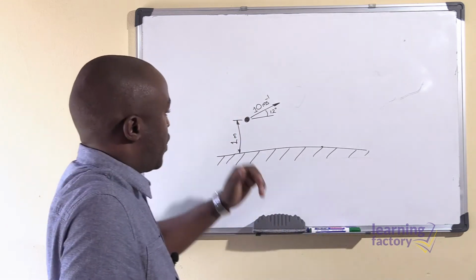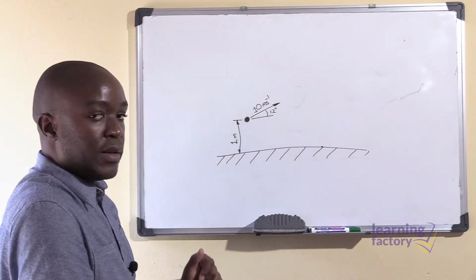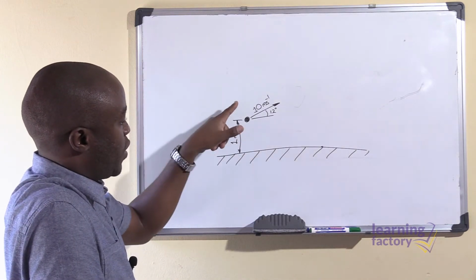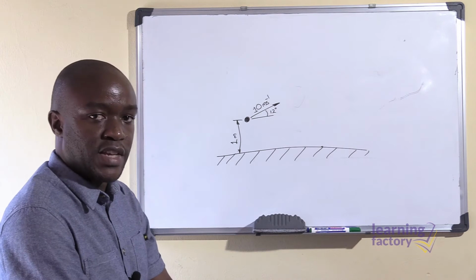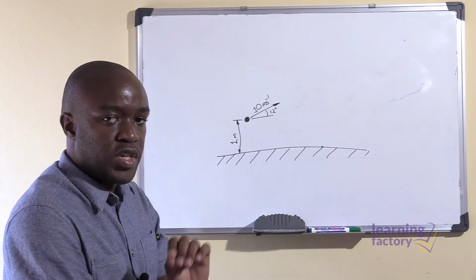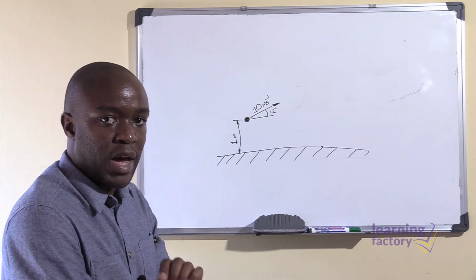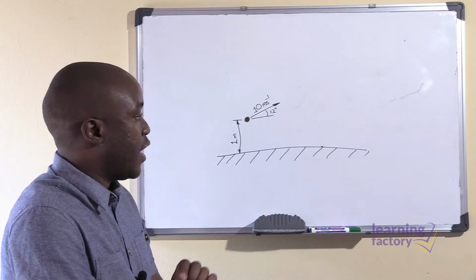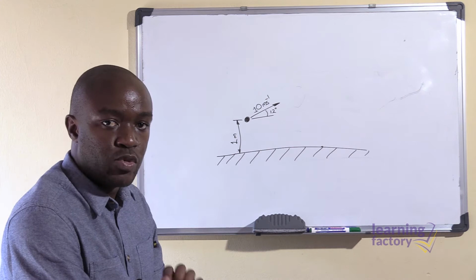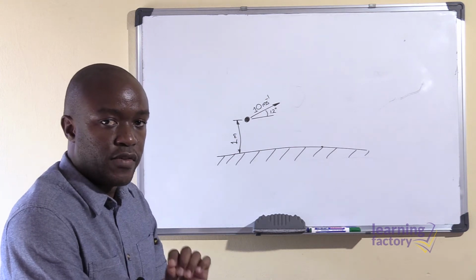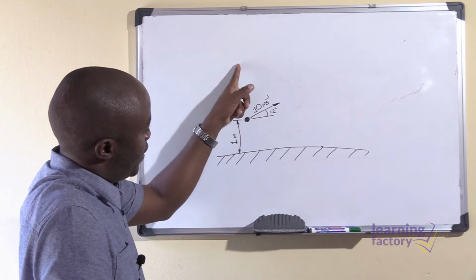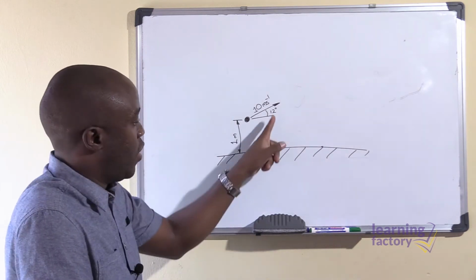We've got this example where a projectile is thrown at an angle of 12 degrees at a velocity of 10 meters per second. And the question requires us to find the maximum height which is achieved by this projectile. In order for us to do that, we need to be able to determine the velocity at which the ball is traveling vertically as well as horizontally.